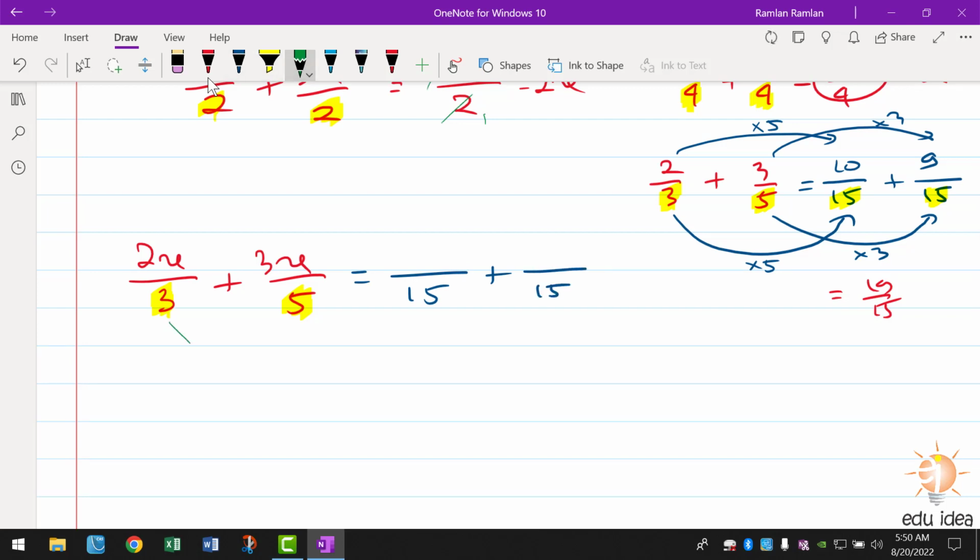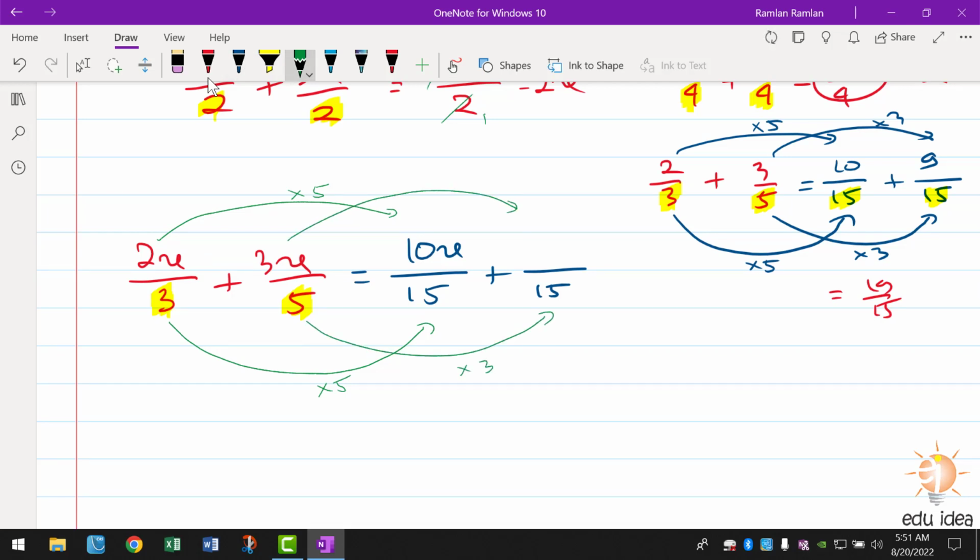In here we know that from 3 to 15, you multiply that by 5. You do the same thing with the numerator. For that fraction, that will be 10x. Remember we have x in here, so 2x times 5 is 10x. The next one is 5 to 15, you multiply that by 3, so you also need to multiply this by 3. 3x times 3 is equals to 9x, and then you only need to add the numerators since you have the exact same denominator. So that would be 10x plus 9x, that would be 19x over 15.